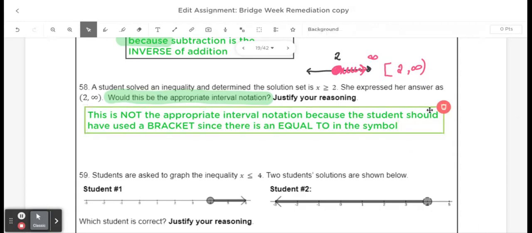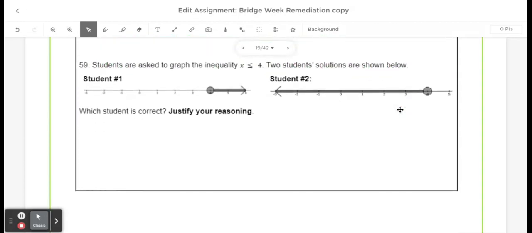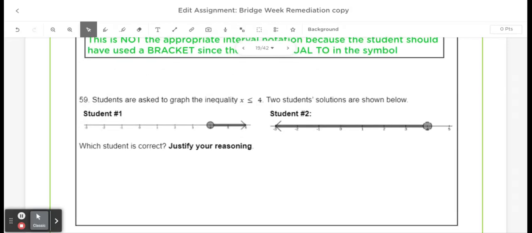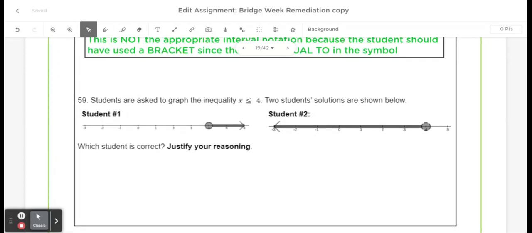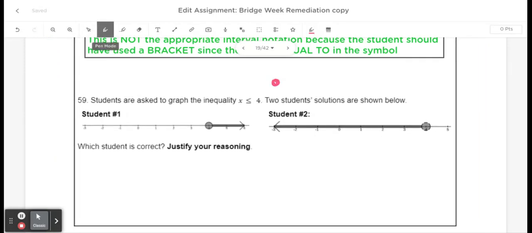All right, the next problem says students are asked to graph the inequality x is less than or equal to 4. Two students' solutions are shown. Which one is correct? Now, in this case, again, I would imagine doing this myself. Because this is a less than or equal to, I know that I would use a closed circle and I would shade to the left. The only graph here that uses a closed circle and shades to the left is the number 2.